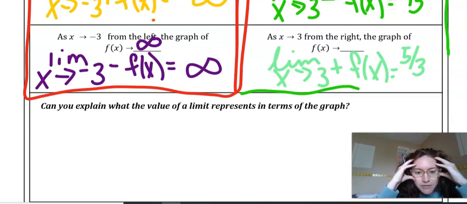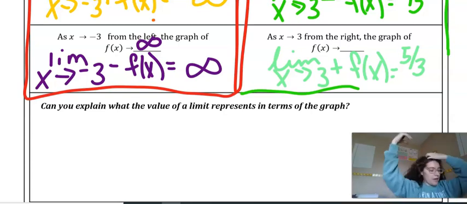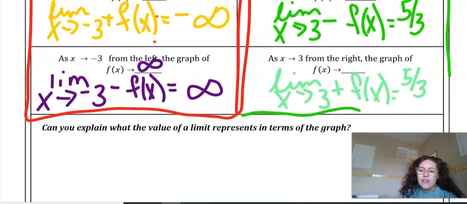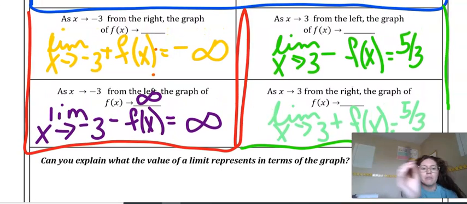Okay, so can you explain what the value of the limit represents in terms of the graph? The big thing, and we could write a whole paragraph, I need you to get out of this what it is approaching, regardless if there is a value there, okay? What it is approaching. So now the next layer of that, I want you to compare the two different columns here of approaching the -3 and approaching the +3.